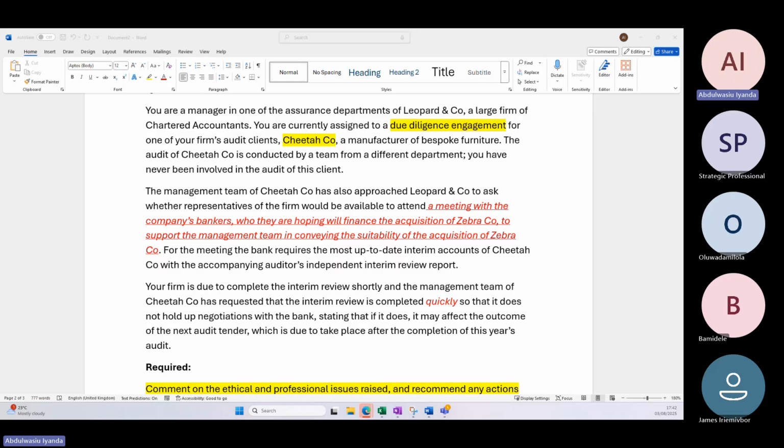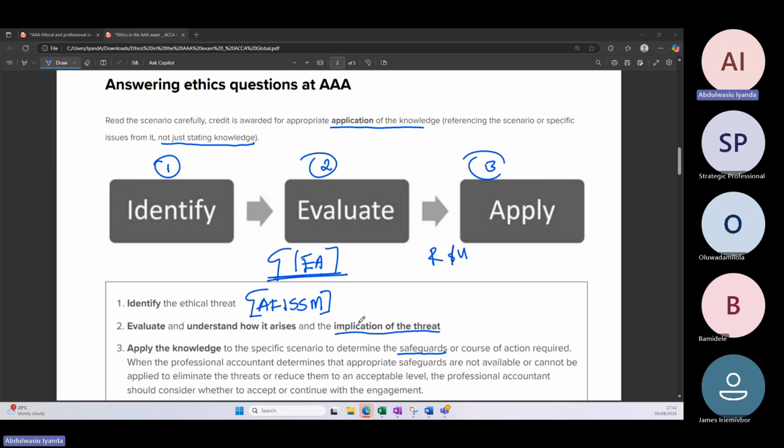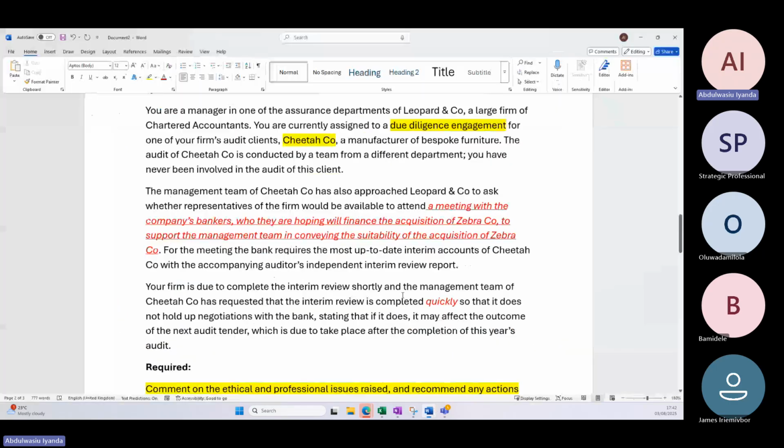Don't rush yourself. The examiner also says, read the scenario carefully. This is coming from the examining team. They are advising you to read the scenario carefully. Don't rush to pick. Read it carefully. If you can put it in the chat box, you can mute yourself. What are the threats? Because you cannot proceed without identifying the problem.